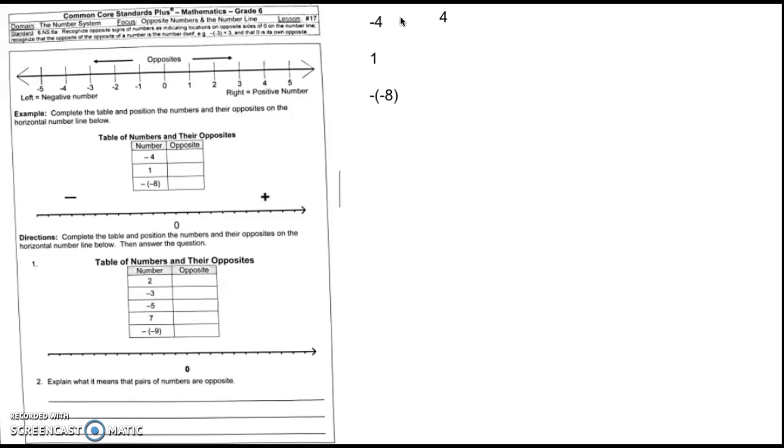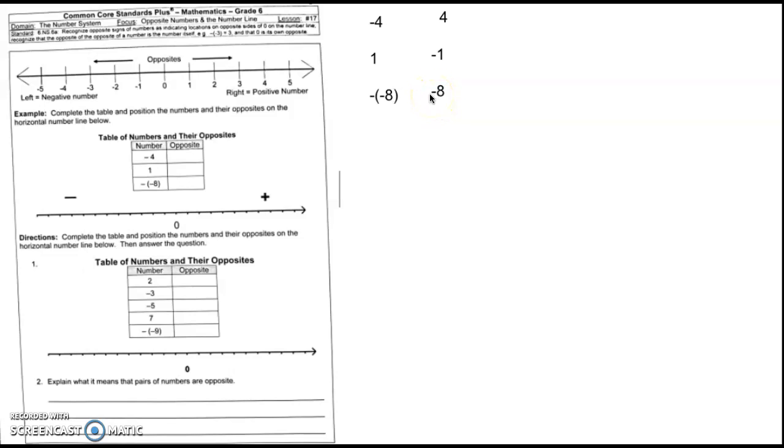4. What's the opposite of 1? -1. Now what's the opposite of the absolute value of -8? So if we didn't have this guy here, this would just be 8. But because we have a negative on the outside, it becomes -8.